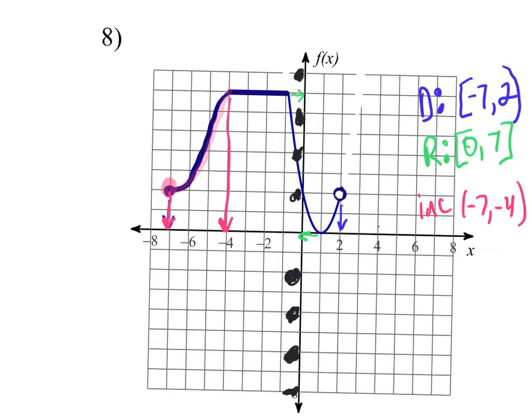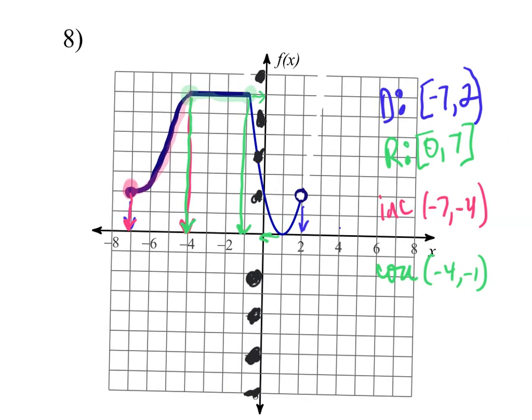Okay, so what's happening here, folks? From this point to this point, it's doing what? It's staying the same. What do we call staying the same? Constant. Awesome. So it's constant from where? -4 to -1. Perfect.